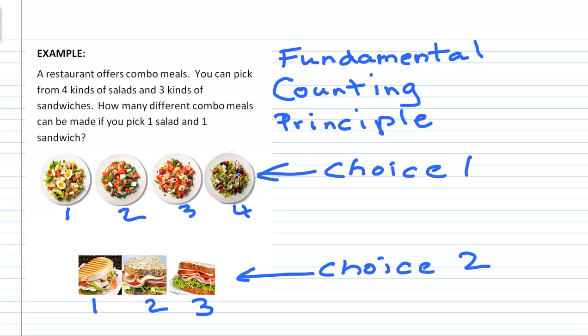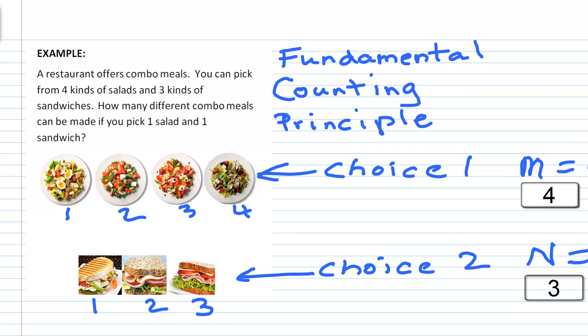So our first choice is one of the 4 salads. So m equals 4. And our second choice is one of the 3 sandwiches. So n equals 3. Now, according to the fundamental counting principle, we just multiply these two together, and our answer will be 12. So let's look at what those 12 choices are.